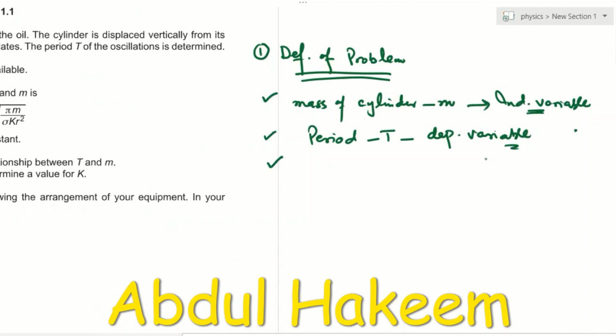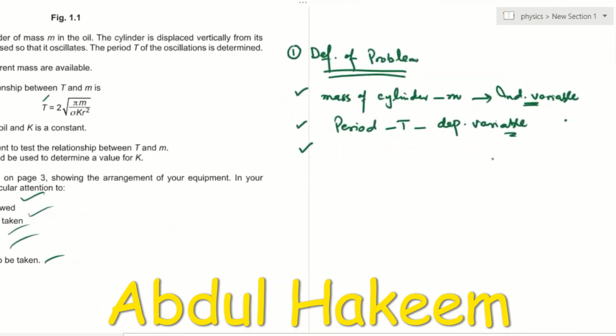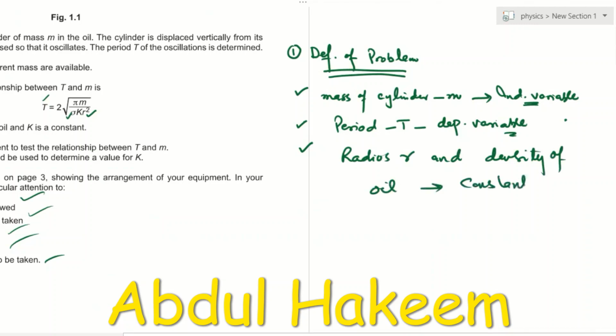And then we have to write the constants. Yes, we have to keep the radius constant and we have to keep the density constant. So there are two constants: one is the radius r of the cylinder and second is the density of the oil. So this is the first part: definition of the problem, independent variable, dependent variable, and then the constants.